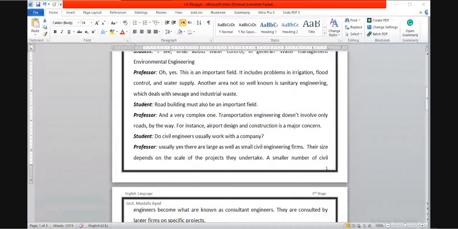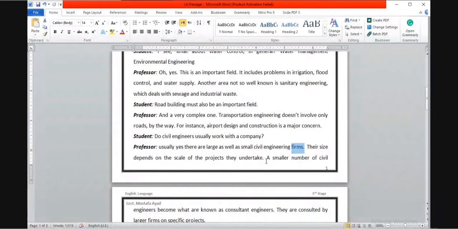But the professor wants the student to know the second word for company, so he said firm. Okay? So the same: small, large, huge, mega, the same. Firm and company. If you hear the word firm, it means also company. So that's why I asked this question, to know if it is the same or different. Totally the same. Okay, thank you very much, Ahmed, and thank you, Haider.